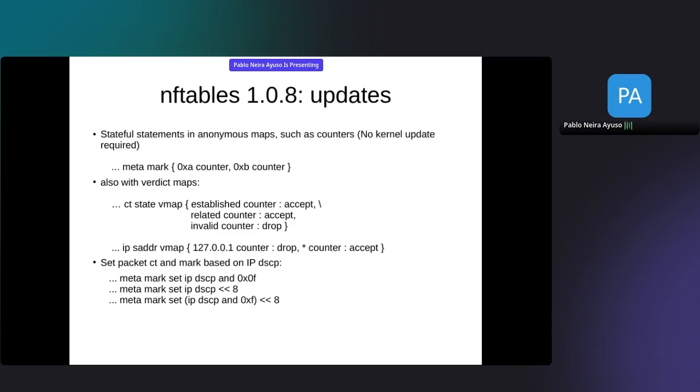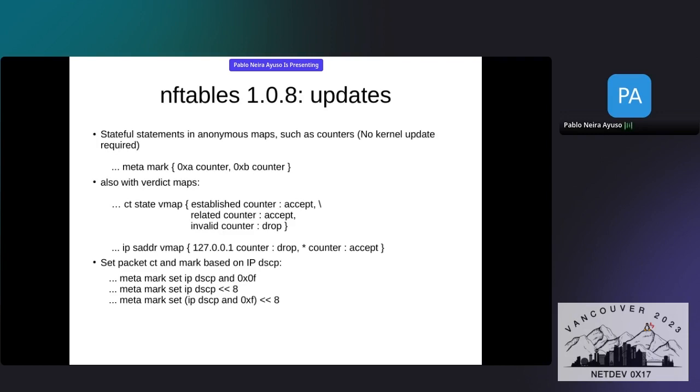In this first example, it shows how to match on the meta mark that is available on the skbuff, and just match. If meta mark is 10, then count, or if it's 11, then also count packets matching that element.